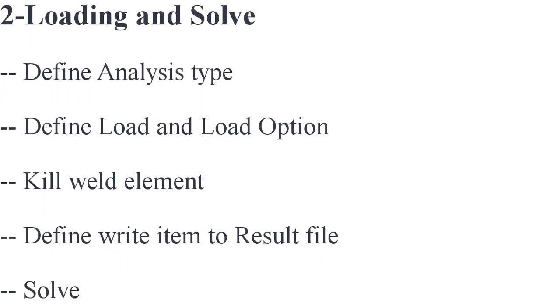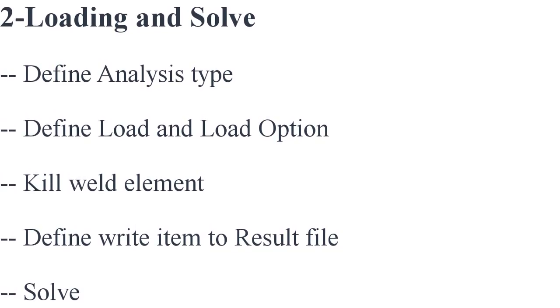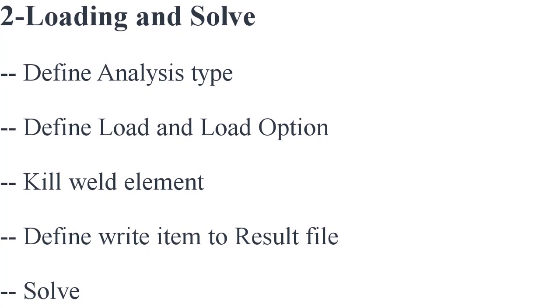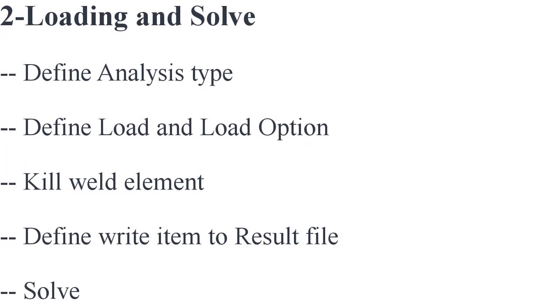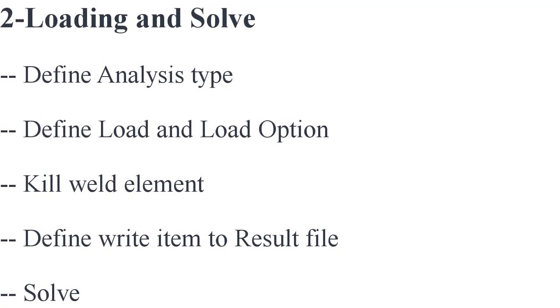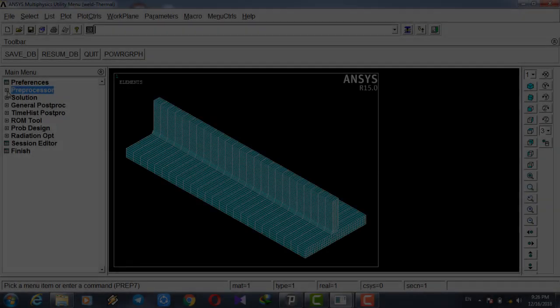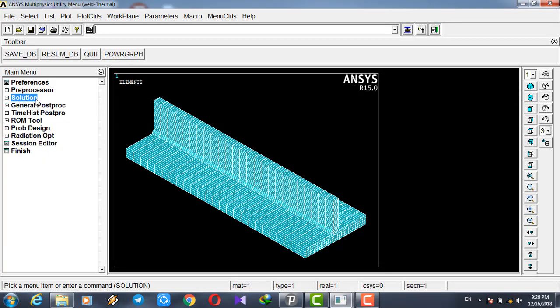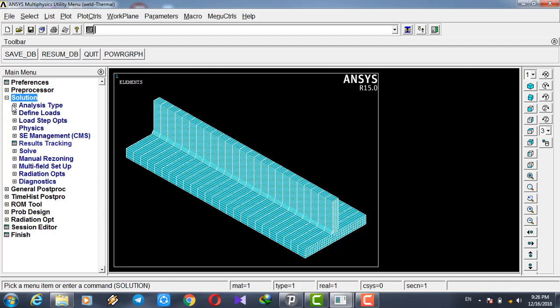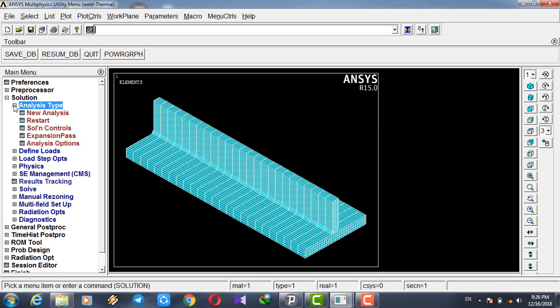In this step we define the analysis type, define the load and load step, kill the weld elements, define writing items to the result file, and finally solve. The solution step is a very important step in simulating fillet welding in ANSYS. So go to solution and go to analysis type.